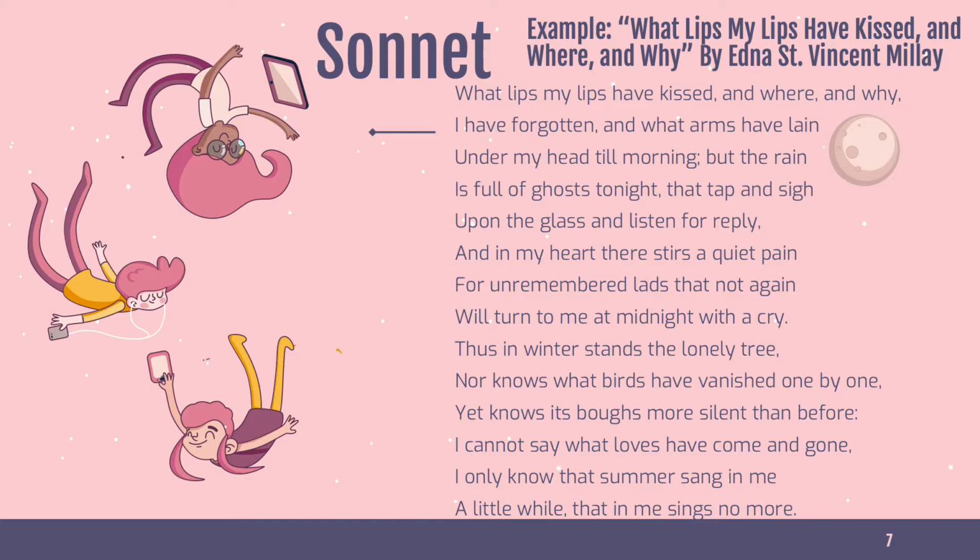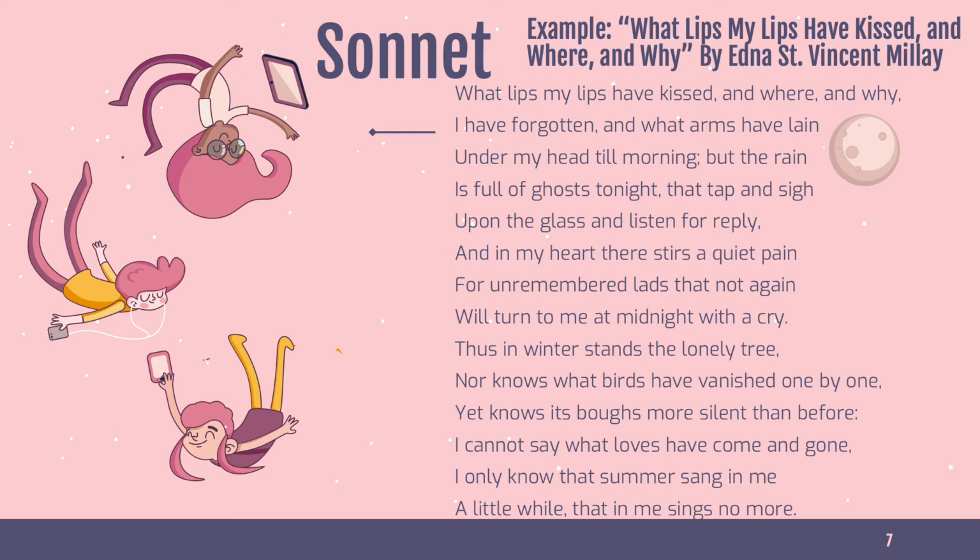First of all, you count the lines. You see 1, 2, 3, 4, 5, 6, 7, 8, 9, 10, 11, 12, 13, 14 lines. So there you have one characteristic of a sonnet, 14 lines. And then you think, what's the other one? Oh right, 10 syllables per line.